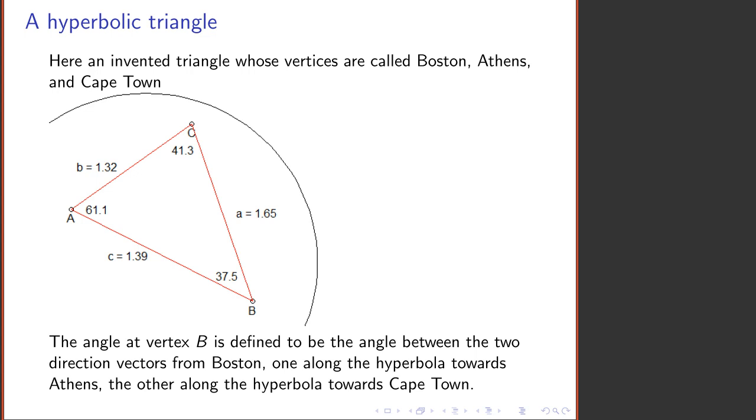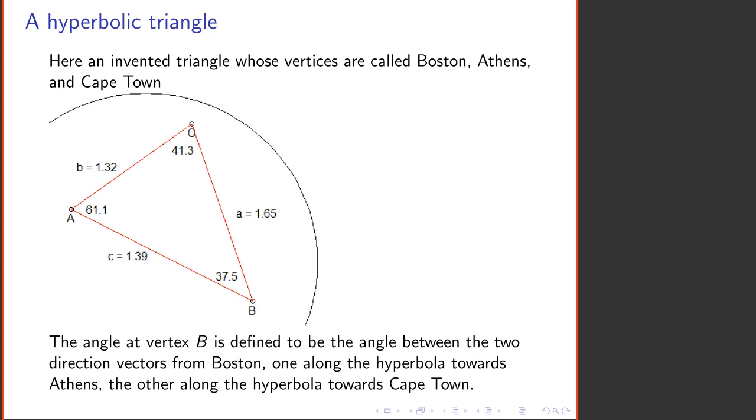Now let's switch to hyperbolic geometry. This is a thoroughly invented triangle, but I'm going to call the vertices Boston, Athens, and Cape Town nonetheless. I've drawn the diagram in the Klein model, so the sides of the triangle are represented by Euclidean line segments. Don't be fooled. These are hyperbolic lines.